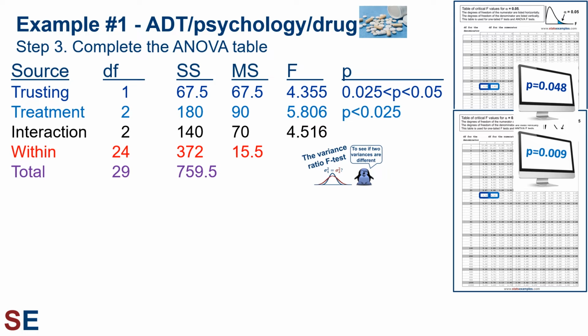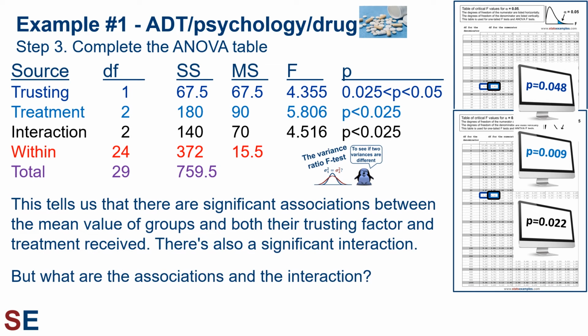For the interaction, the f-value is 4.516, with 2 degrees of freedom in the numerator and 24 degrees of freedom in the denominator. The tables tell us that the p-value will be less than 0.025, and the computer gives 0.022. This tells us that there are significant associations between the mean value of groups and both their trusting factor and treatment received.